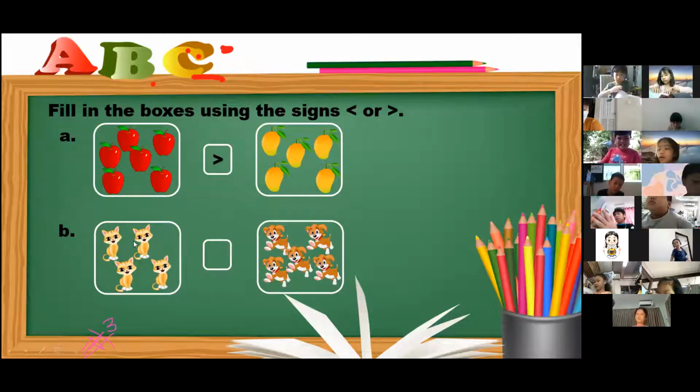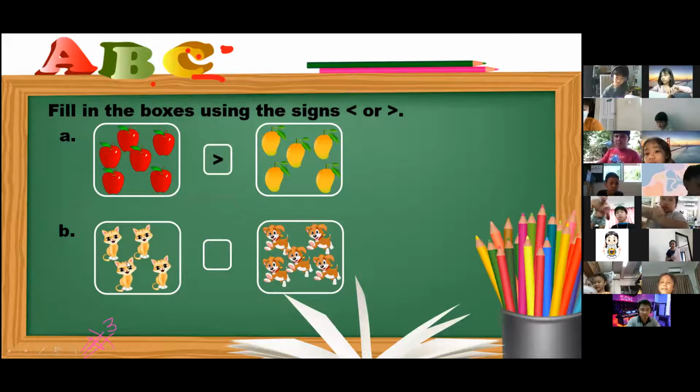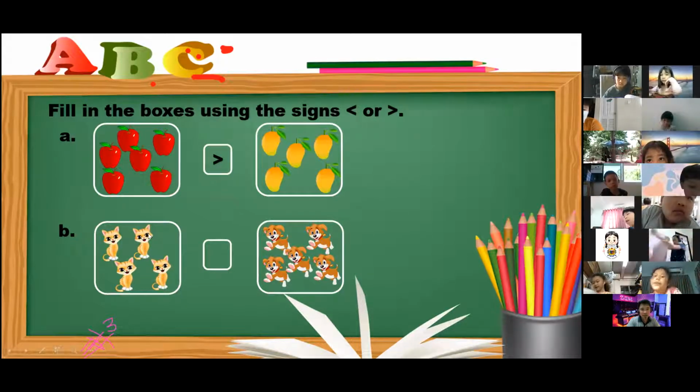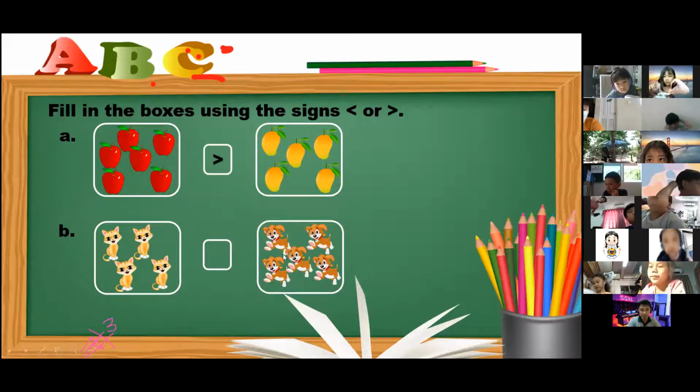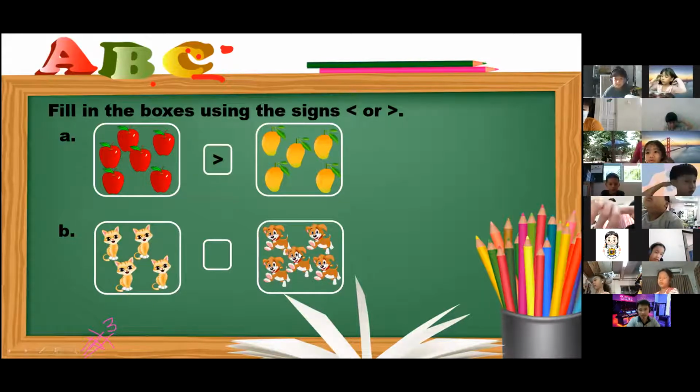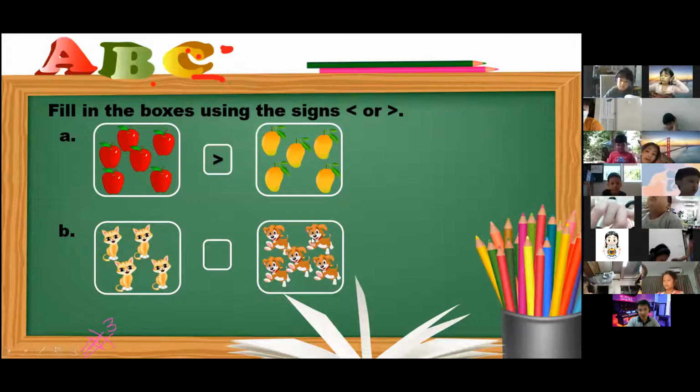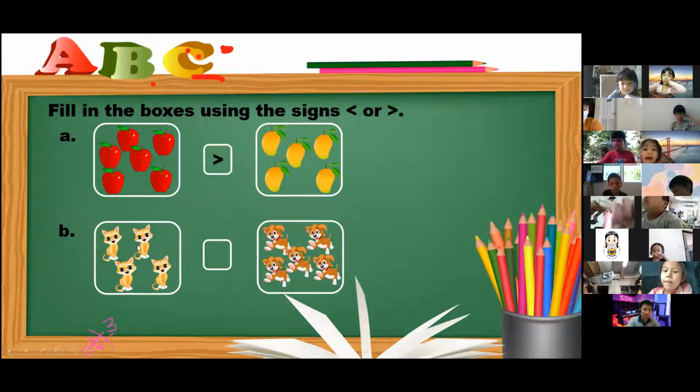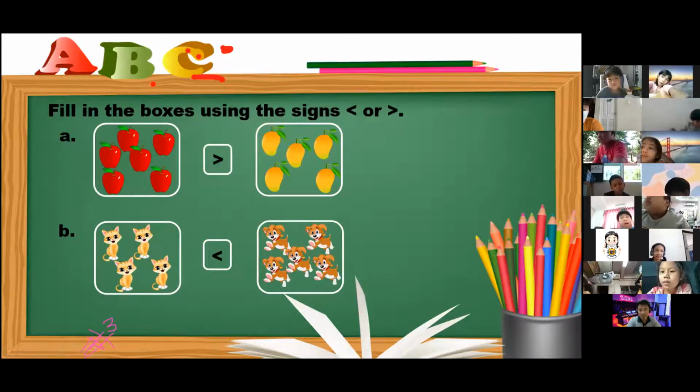How about in letter B? How many cats are here? Let us count. 1, 2, 3, 4. 4 cats. How about the puppies? How many puppies are here? Let us count. 1, 2, 3, 4, 5. 5 puppies and 4 cats, or let's say kittens. So we can say here that 4 kittens are smaller than 5 puppies. If we compare the numbers, the number of kittens is smaller than the number of puppies.